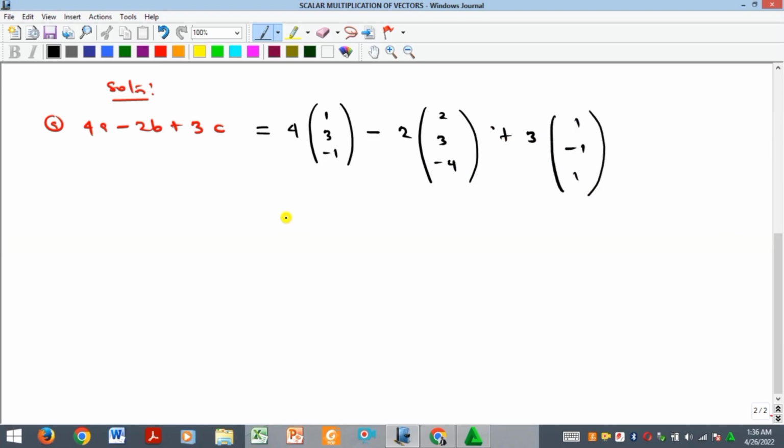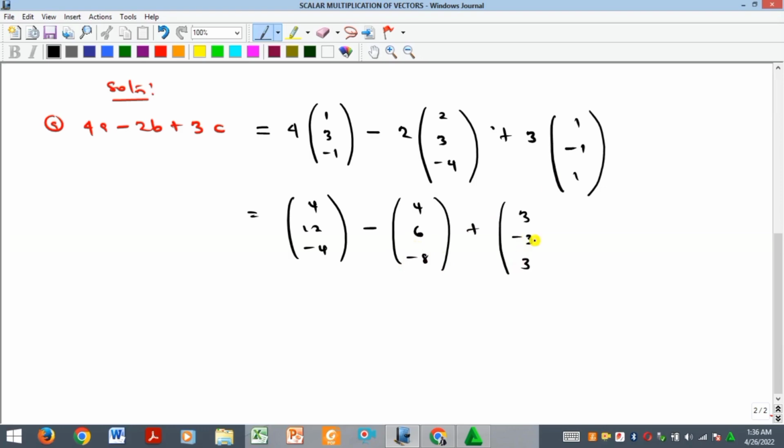Okay, so we open up the bracket to do the multiplication, and that's going to give us 4, 12, minus 4. Then this is going to be minus, and someone can choose to take this minus into the bracket and leave a positive sign here, but maybe we can leave it this way. This will give us 4, and this is 6, negative 8. And then plus the 3 coming in here will give us 3, minus 3, 3.